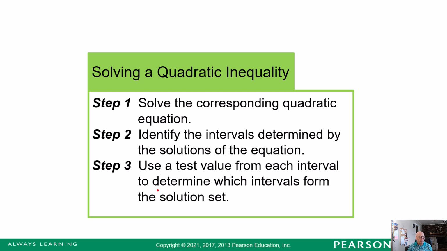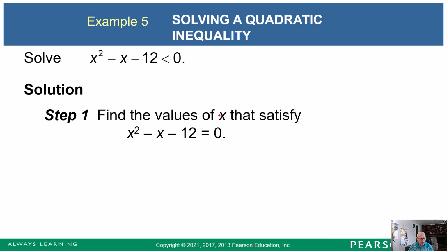So, steps for you. Solve the quadratic equation, identify the intervals determined by the solutions, and use a test value from each interval to determine which intervals form the solution set. It sounds complicated. Actually, it's not. This is the most complicated part of it, because after that you're going to be just checking numbers to see how they work. So how does this go?